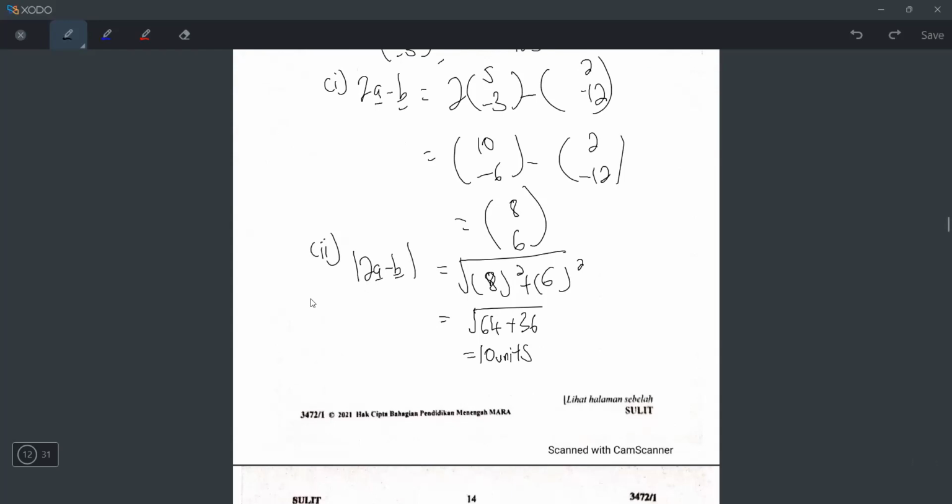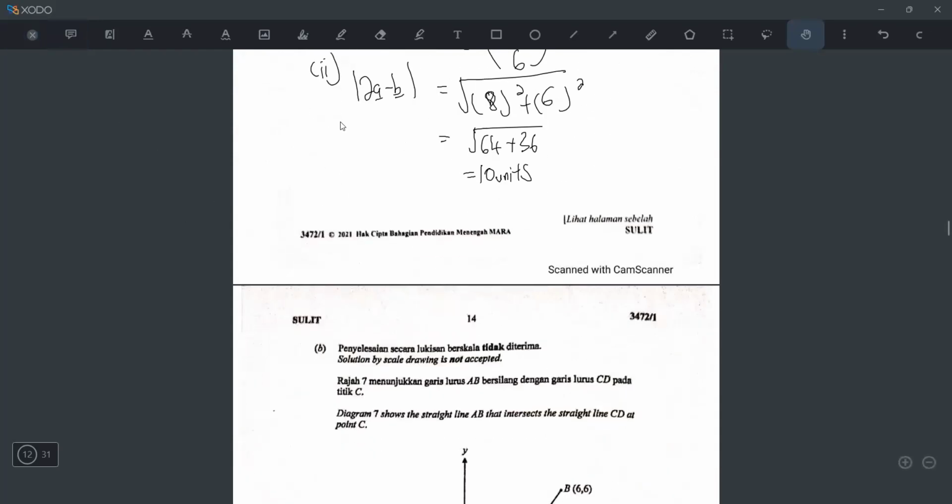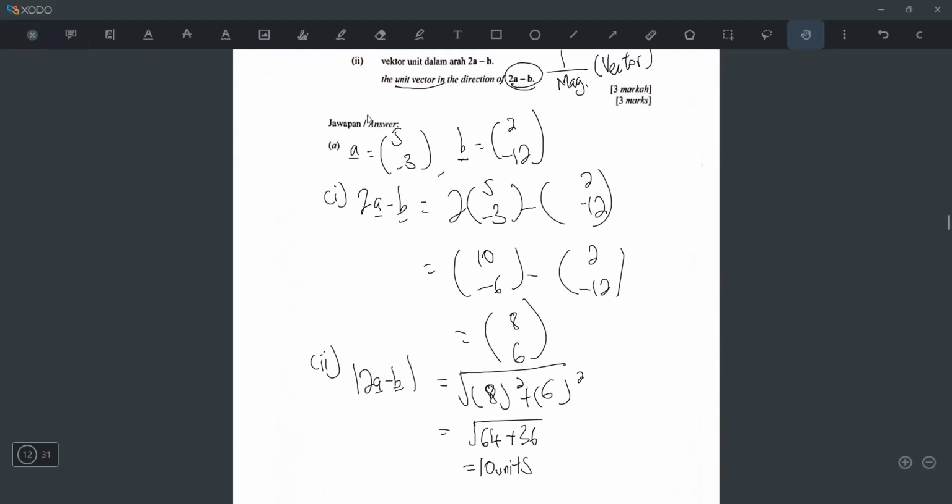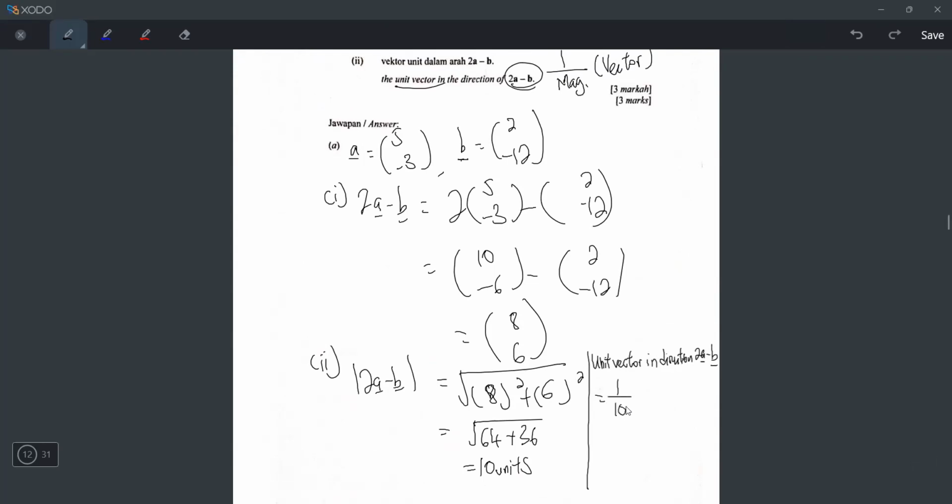But I want the unit vector. So I should write: unit vector in the direction of 2A minus B equals 1 over 10 times the vector, which is 8, 6. When you multiply in, it becomes 8 over 10, 6 over 10, which is 4 over 5 and 3 over 5. That is the answer. That is the unit vector.